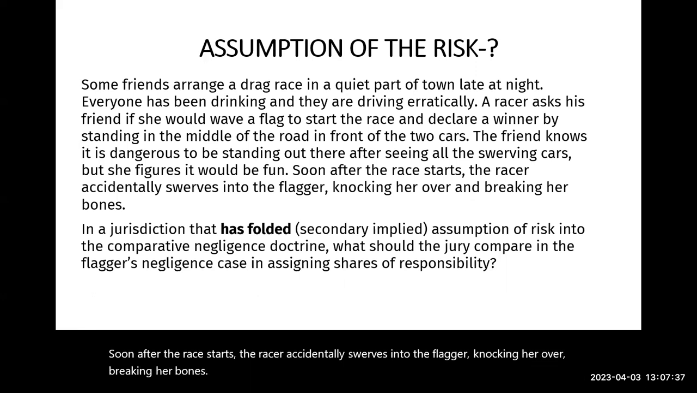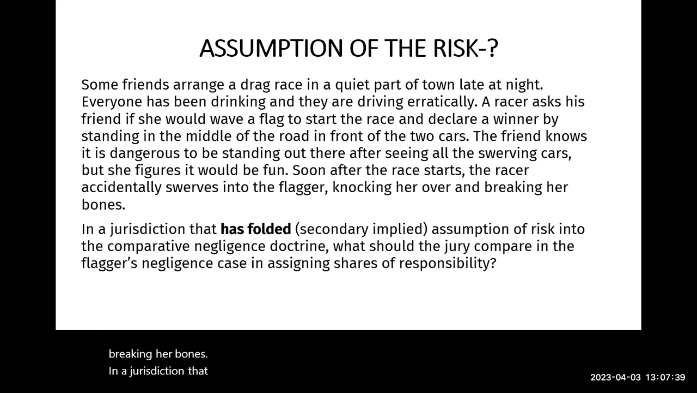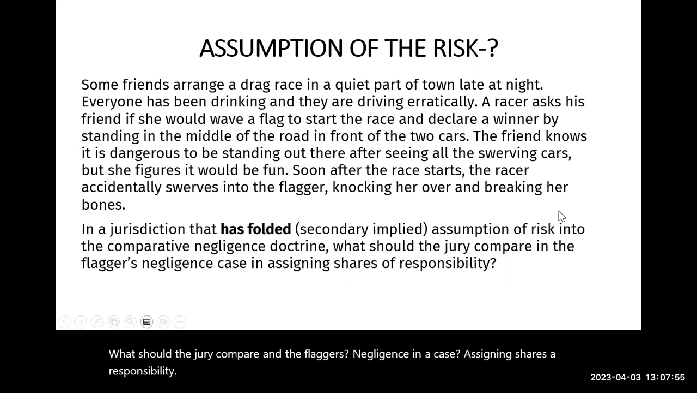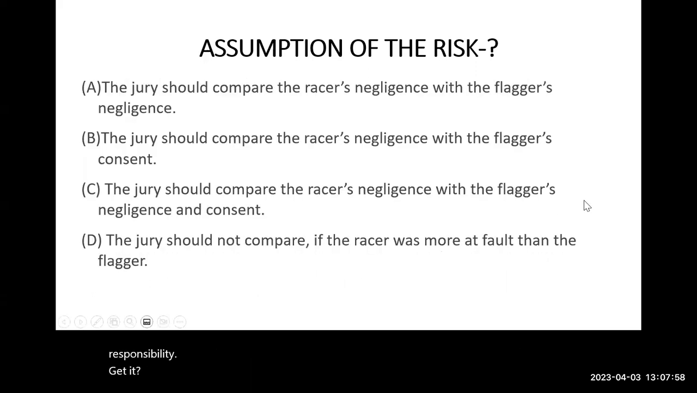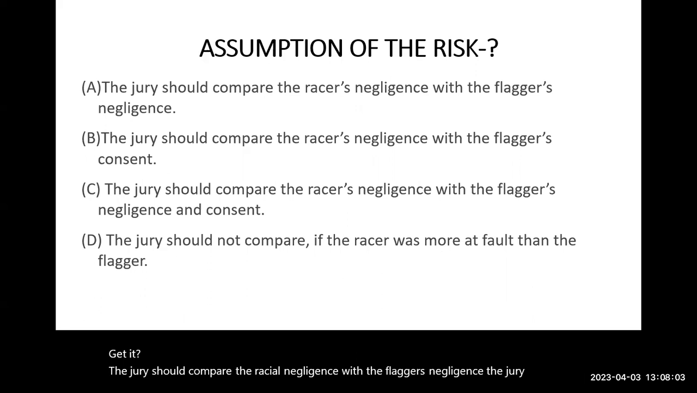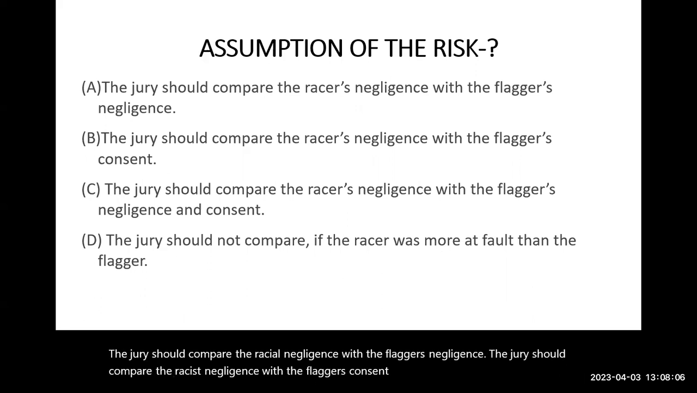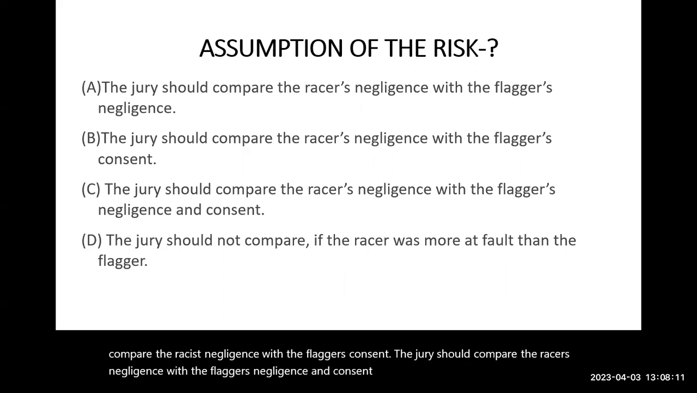In a jurisdiction that has folded in secondary implied assumption of the risk, what should the jury compare in the flagger's negligence in a case assigning shares of responsibility? Get it? A: The jury should compare the racer's negligence with the flagger's negligence. B: The jury should compare the racer's negligence with the flagger's consent. C: The jury should compare the racer's negligence with the flagger's negligence and consent. D: The jury should not compare if the racer has more fault than the flagger.